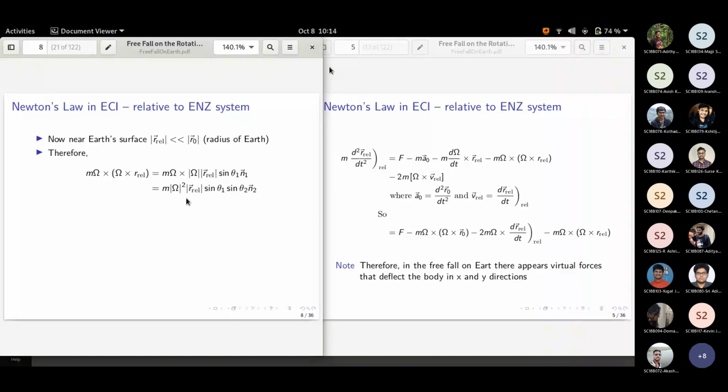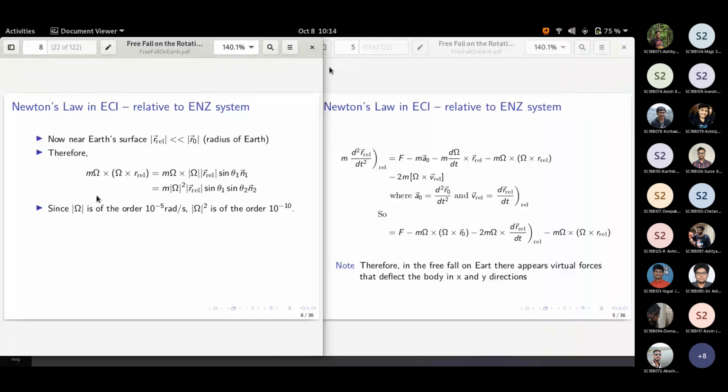So, if you expand this m omega cross RL, we obtain this particular quantity. There are two angles, theta 1 and theta 2. One is between omega and RL, and another is between omega and omega cross RL. Those two quantities are given here.